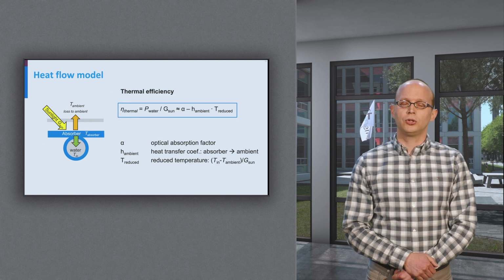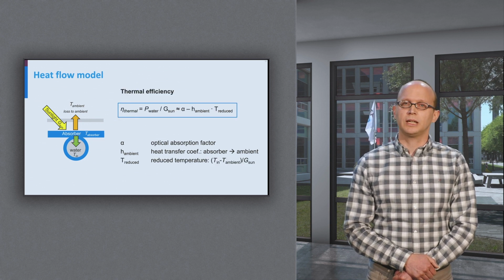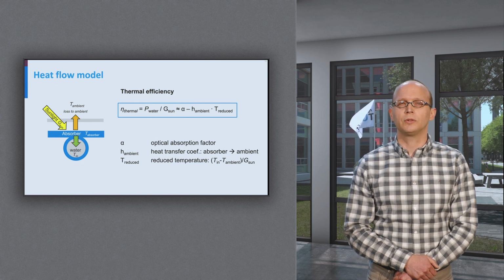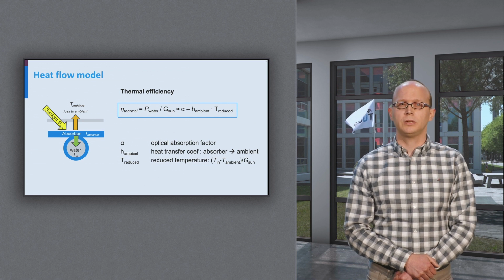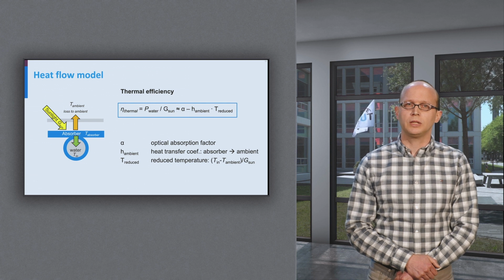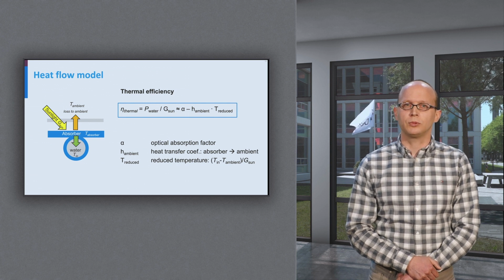If we then calculate the thermal efficiency and make some simplifying assumptions, we find that the thermal efficiency is indeed a linear function of reduced temperature. At zero reduced temperature, the thermal efficiency is equal to optical absorption factor alpha. The slope of the curve is equal to the heat transfer coefficient from absorber to ambient.